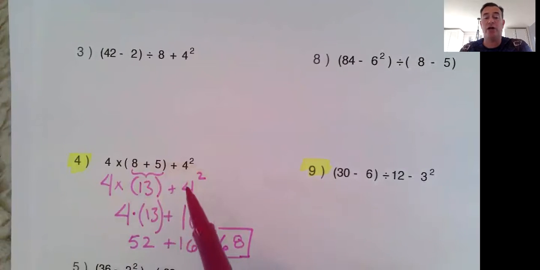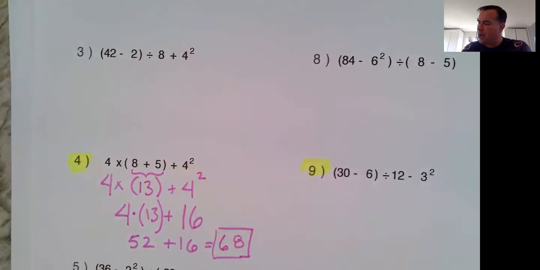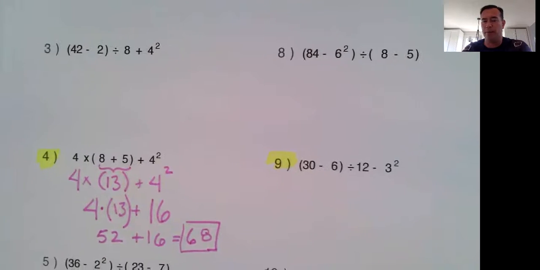If I got a 16 there, I know where it came from. So I can track where things came from and how I got them. From this one, we're going to pop over one, and we're going to work on problem number 9.